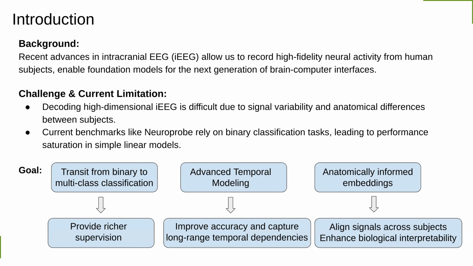In addition, current benchmarks such as NeuroProbe rely on binary classification tasks, which lead to performance saturation when using simple linear models. First, we aim to transition from binary to multi-class classification to provide richer supervision. Second, we incorporate advanced temporal modeling to improve decoding accuracy and to better capture long-range temporal dependencies. Third, we introduce anatomically informed embeddings to align signals across different subjects.